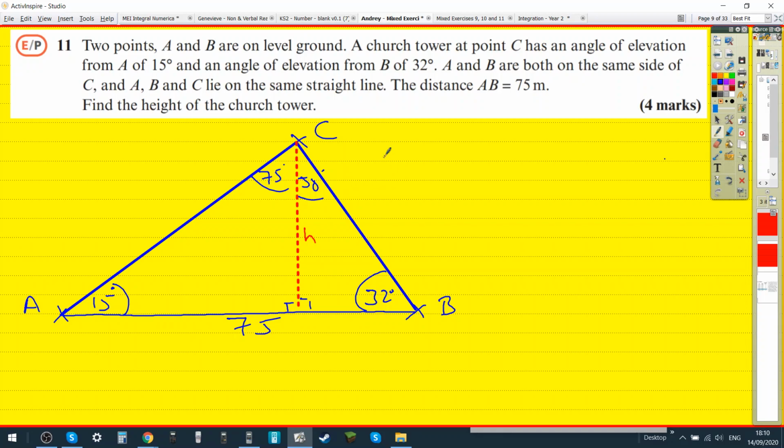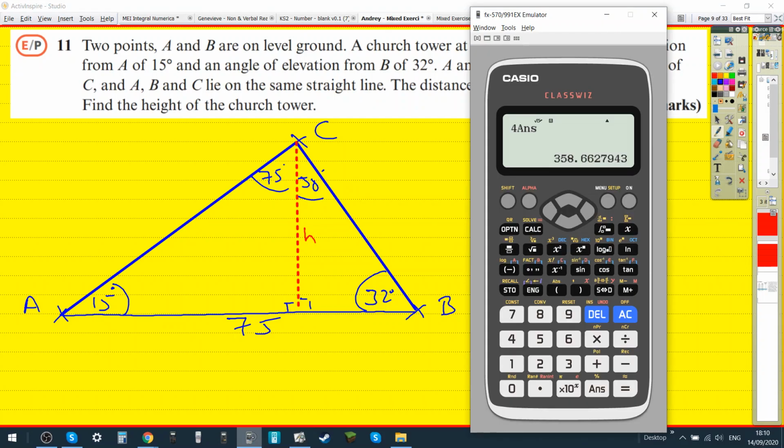Oh, should I now just add 75 and 58 together? You could. I think you'll just get 180 take away 32, take away 15. So 133. Yeah. Okay.